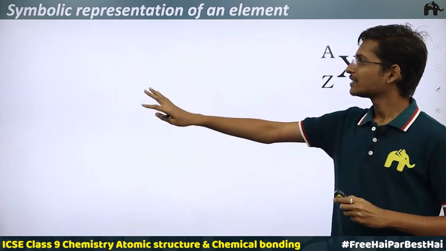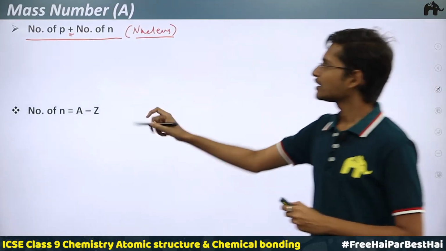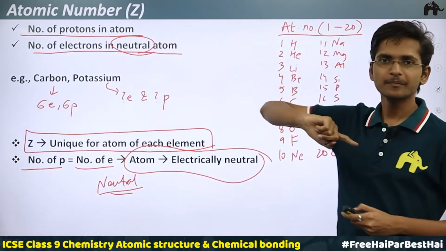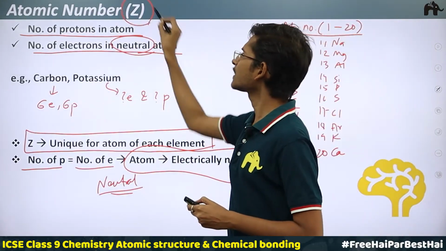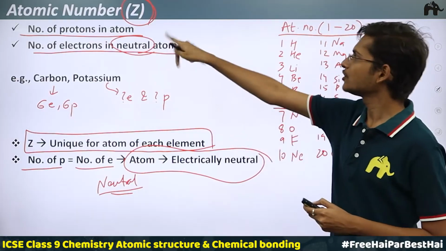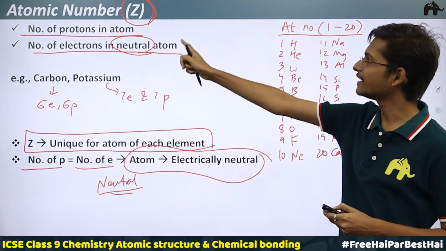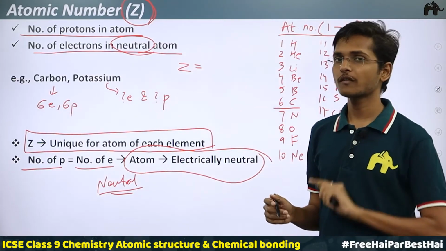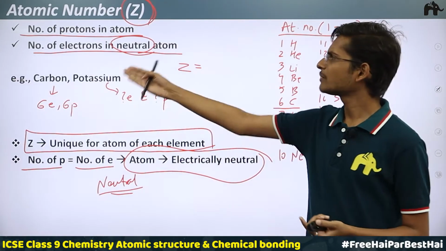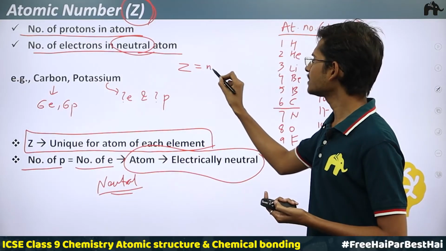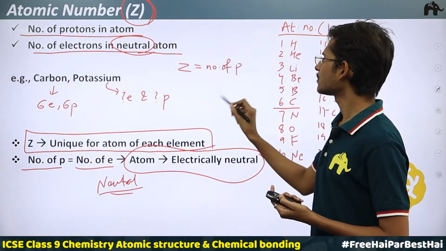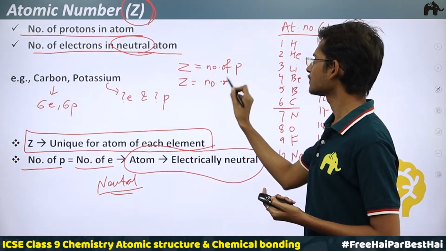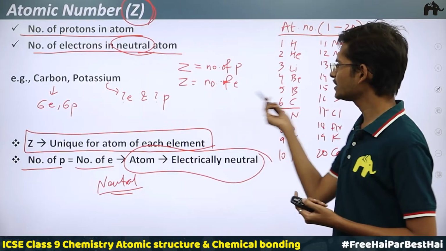Okay, but the interesting part is, now I'm just writing CA. The atomic number symbol is Z. You have to just remember this thing. If I have missed this thing, sorry. So you just remember the atomic number symbol is Z. So what I can write is Z is equal to the number of protons, or Z equals the number of electrons in a neutral atom.